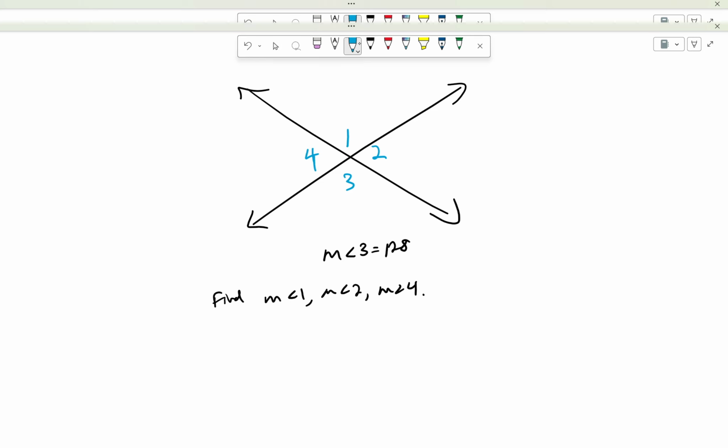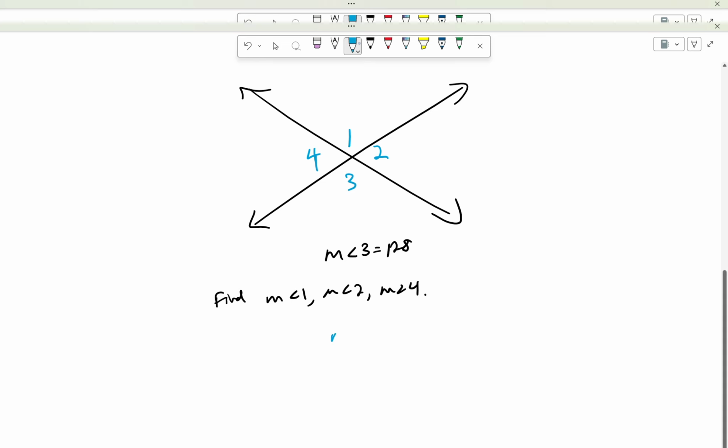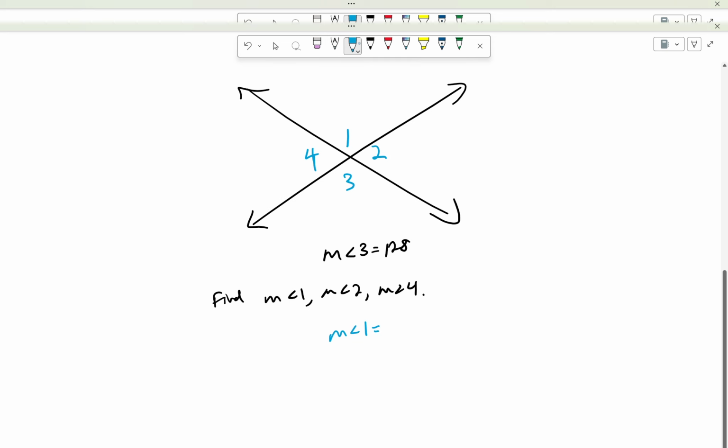For the first one, we have angle 3 and we want to find the measure of angle 1. Now, you have to give a justification. You can't just decide something is because it looks like it. It's terrible, terrible, terrible reasoning.